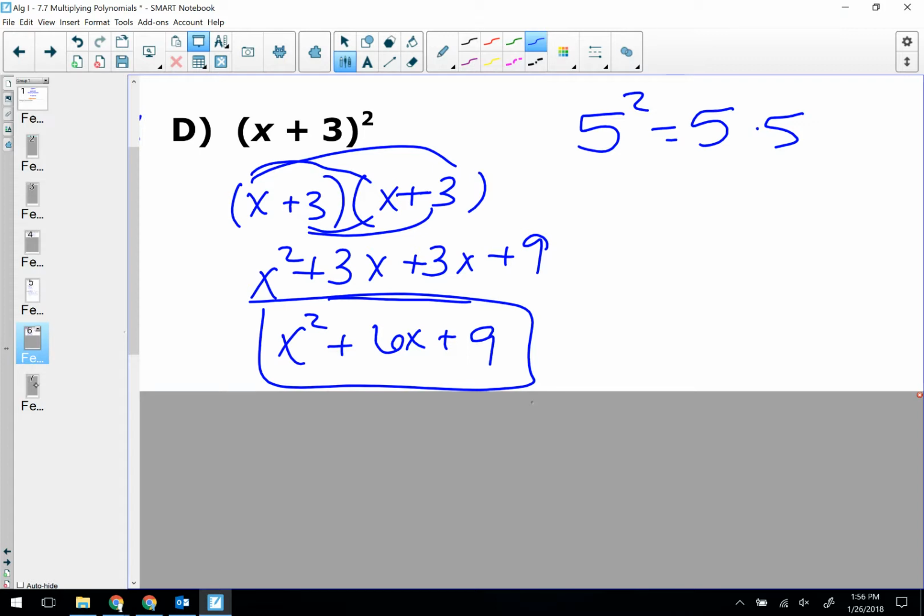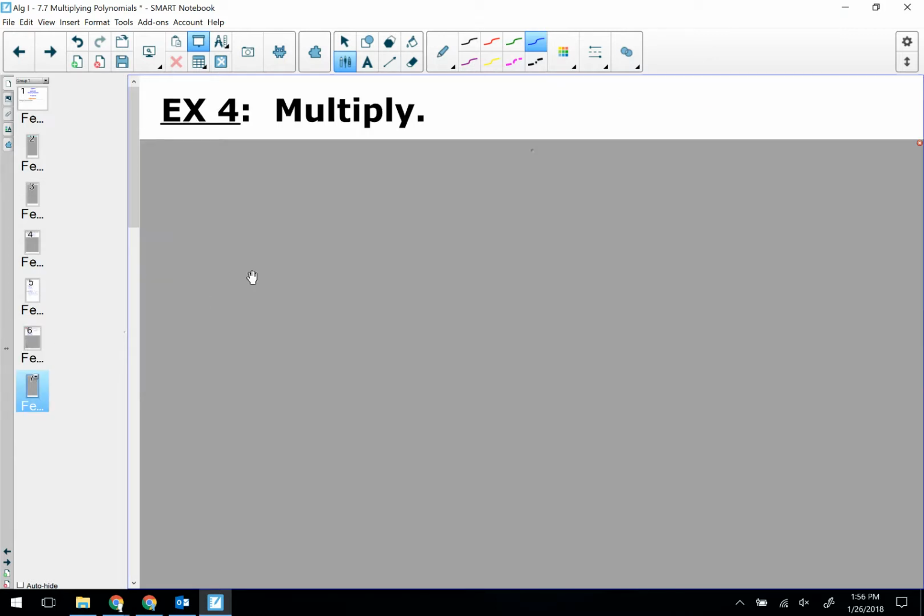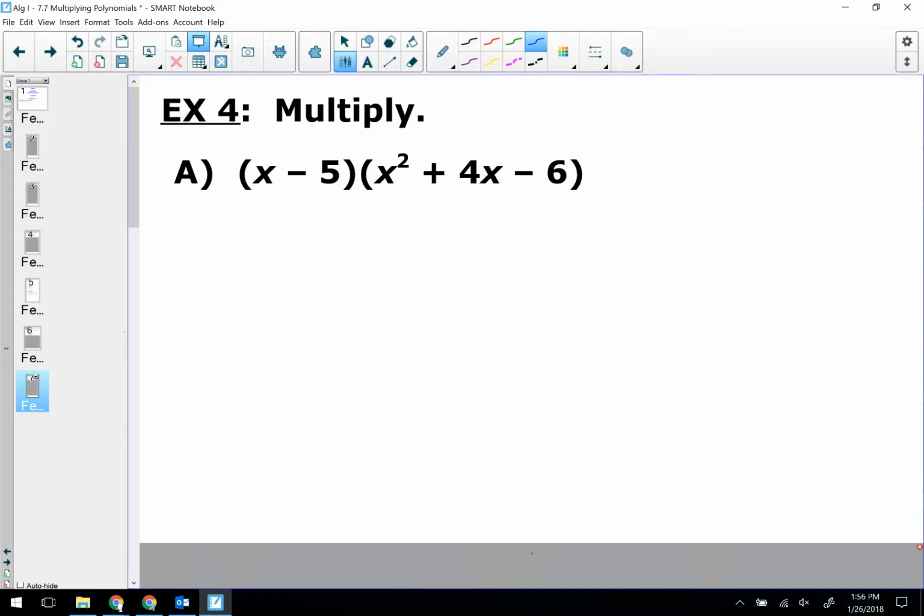Okay, I'm actually going to jump to this problem here. Okay, so this is different. This is not foiling anymore. Why? Because now this is a binomial times a trinomial. Remember, foiling was a binomial and a binomial. All right, so let's do this. Now here's what we do. We do the exact same thing.